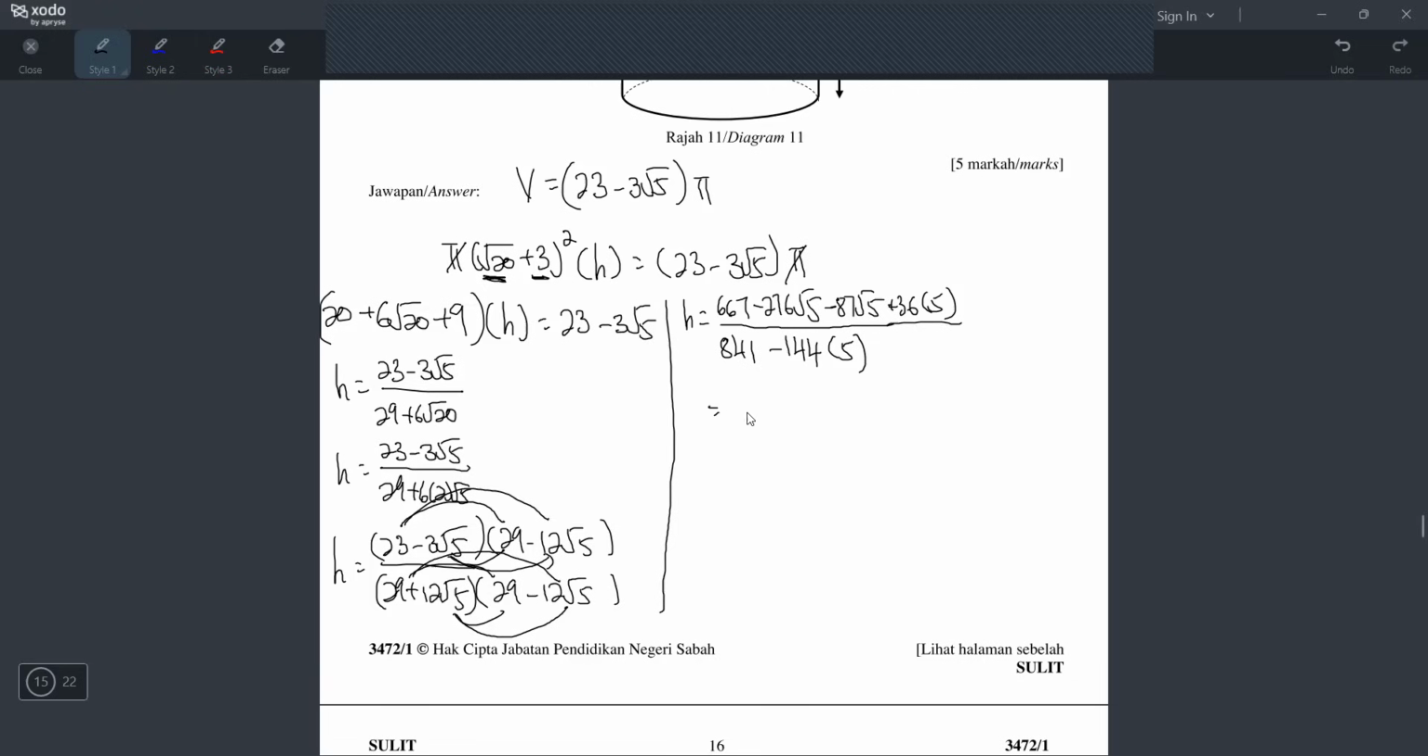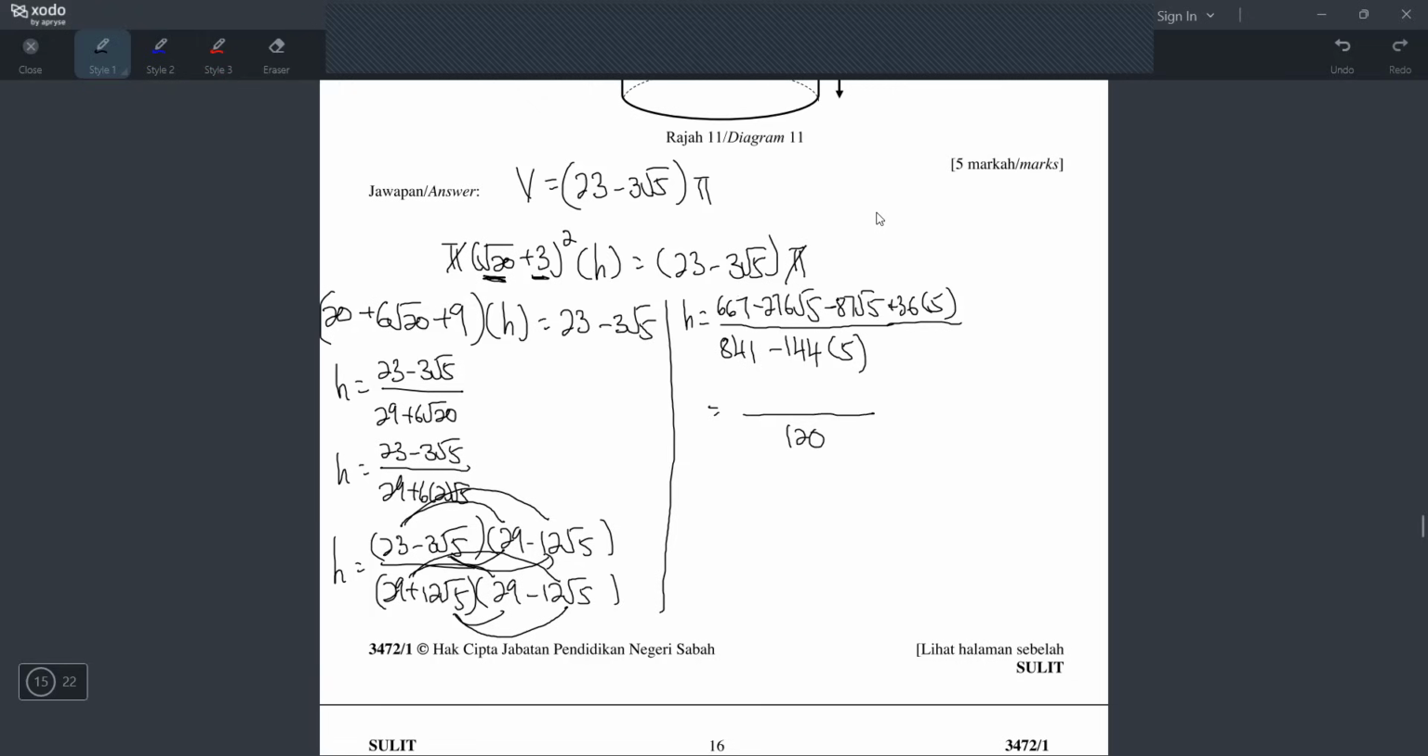And then set already lah. Now you just press bawah 841 minus 144 times 5. So you get 121. So bawah I get 121. And then atas, the negative 276 square root of 5 and 87 square root of 5, you can do it together.